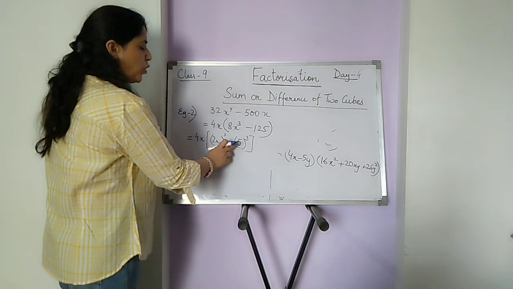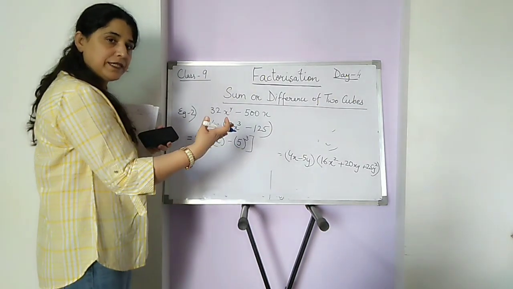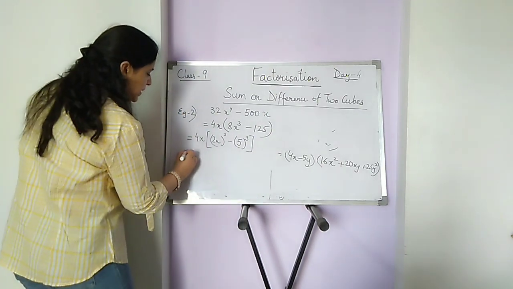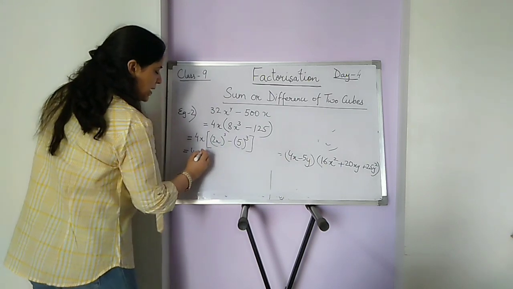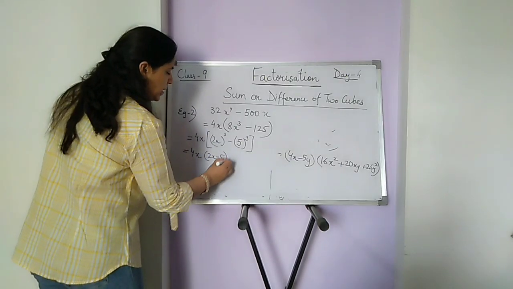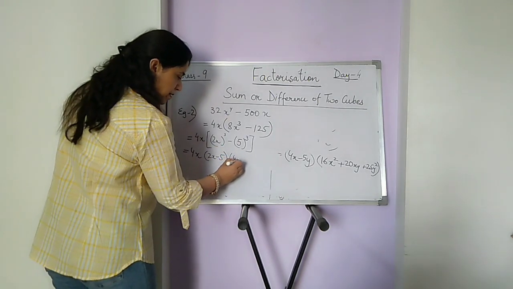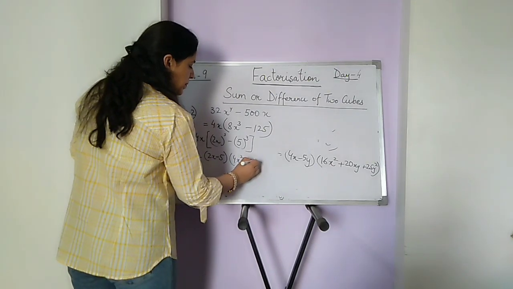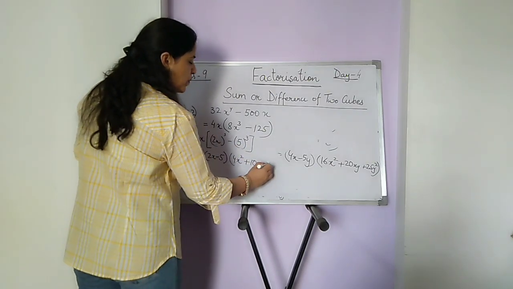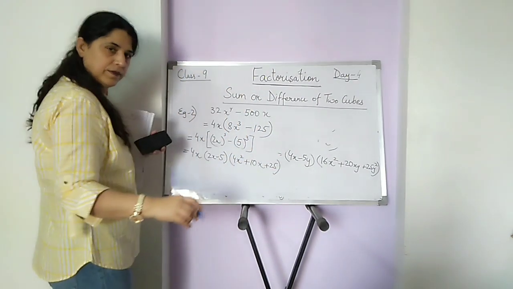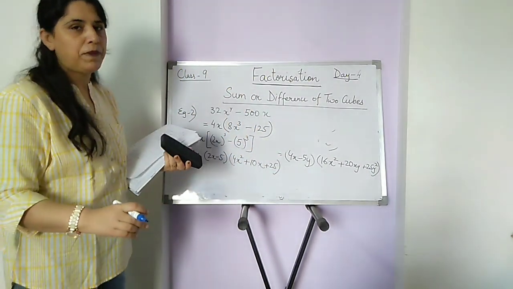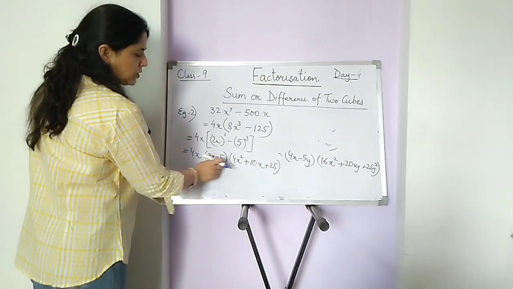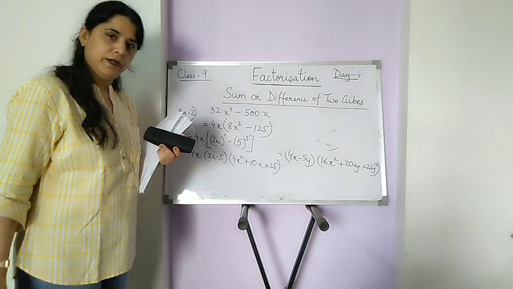Clear? Again, a cube minus b cube is a minus b, a square plus ab plus b square. So let us apply that. 2x minus 5, a minus b, a square is 4x square, plus ab is 4 2s are 10x, plus b square, that is 25. So the answer is 4x square plus 10x plus 25. Now see, they are in the factorized form. This into this into this is the factorized form.